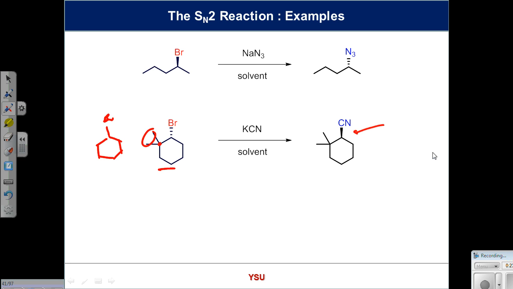Again, I'm getting a change in the configuration there. Why is that a wedge where I started with a dash? Okay, nucleophilic attack comes in from this direction, from the front, kicks that out from the back. This ends up as a wedge.